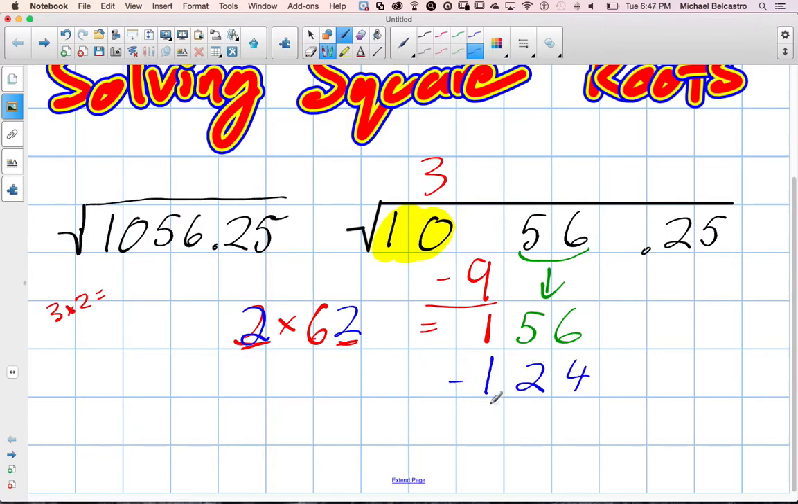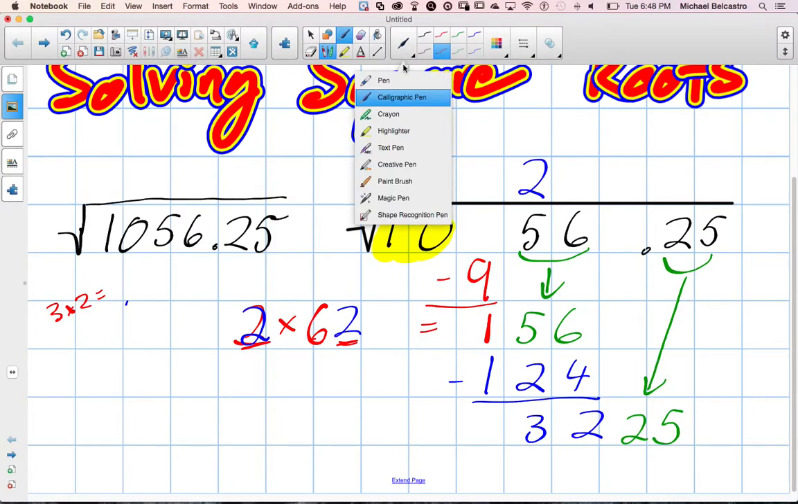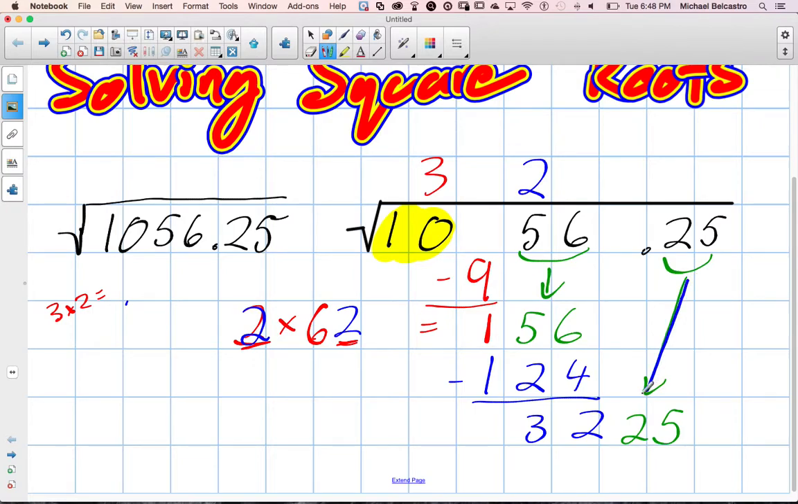Okay, and we subtract. So we subtract these values. These values here, we are going to get, that will become 0, this becomes 3, 2, and then again like before, we bring down the pair of digits. So 2, 5. So now this time, after we've brought down our 25, we're looking for something that's going to equate to 3,225. Instead of doubling just 3, now we have to double 32.